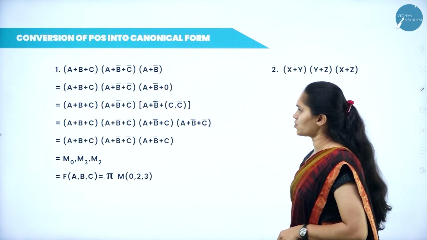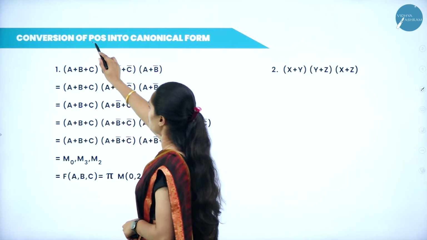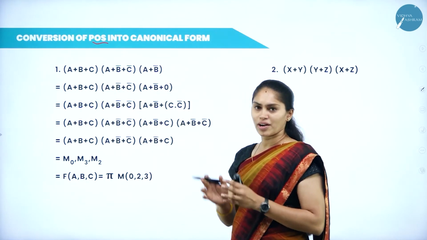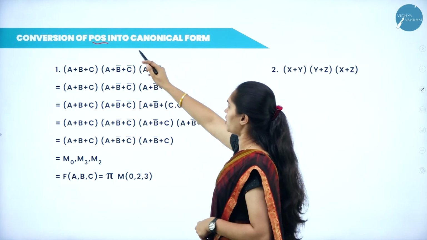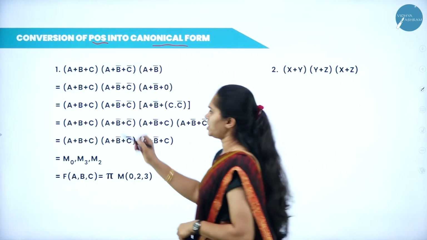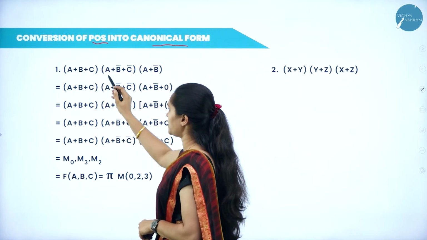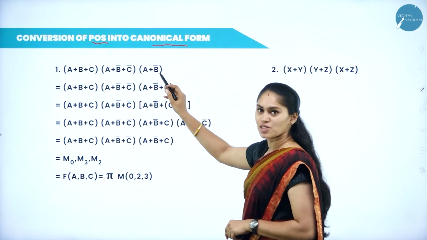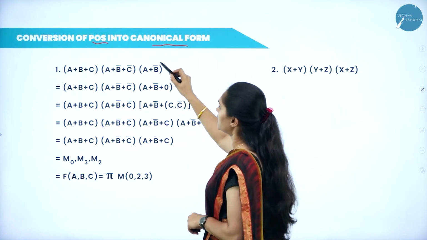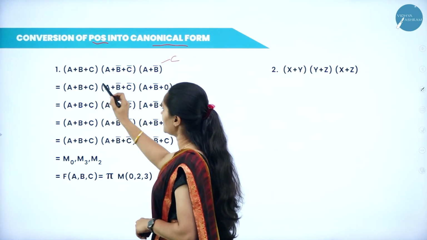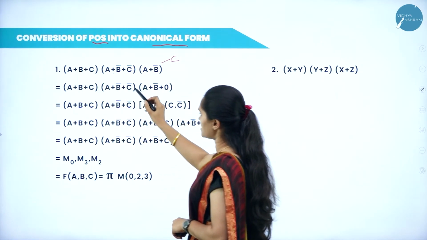So we'll see the next one, that is conversion of POS, that is product of sum. So we are converting the product of sum into canonical form. So we'll see the question now. A plus B plus C into A plus B bar plus C bar into A plus B bar. So which variable is missing here? That is C, right? So then A plus B plus C and A plus B bar plus C bar.